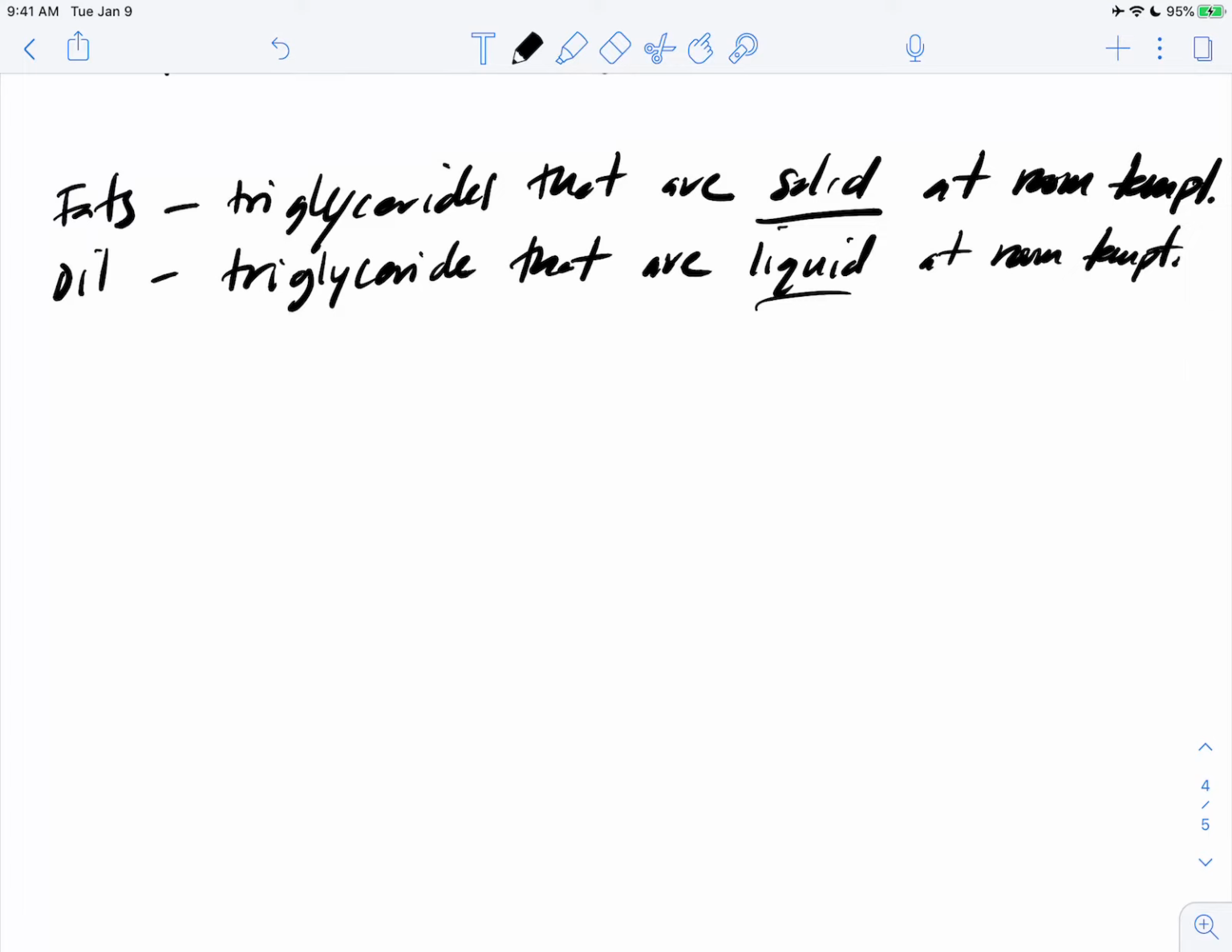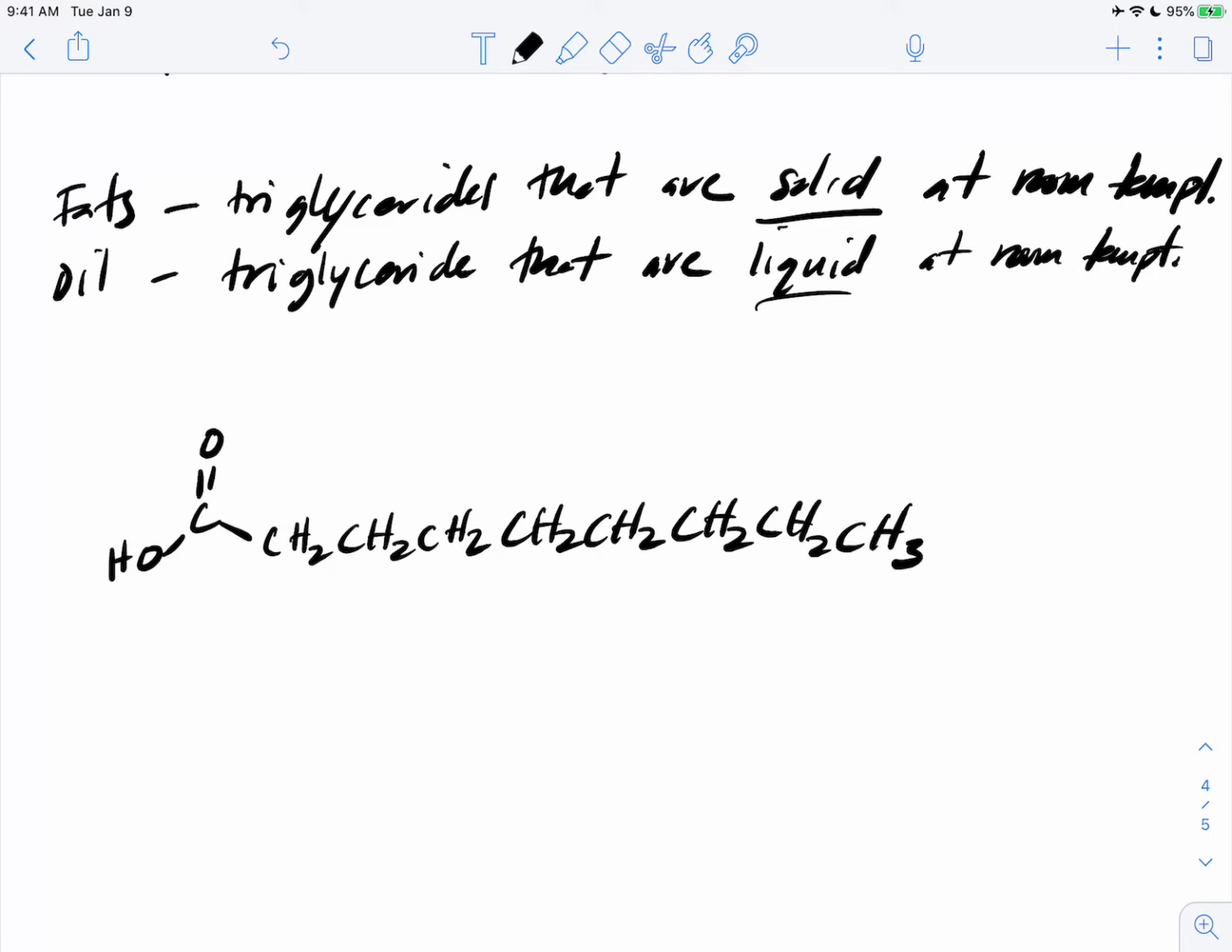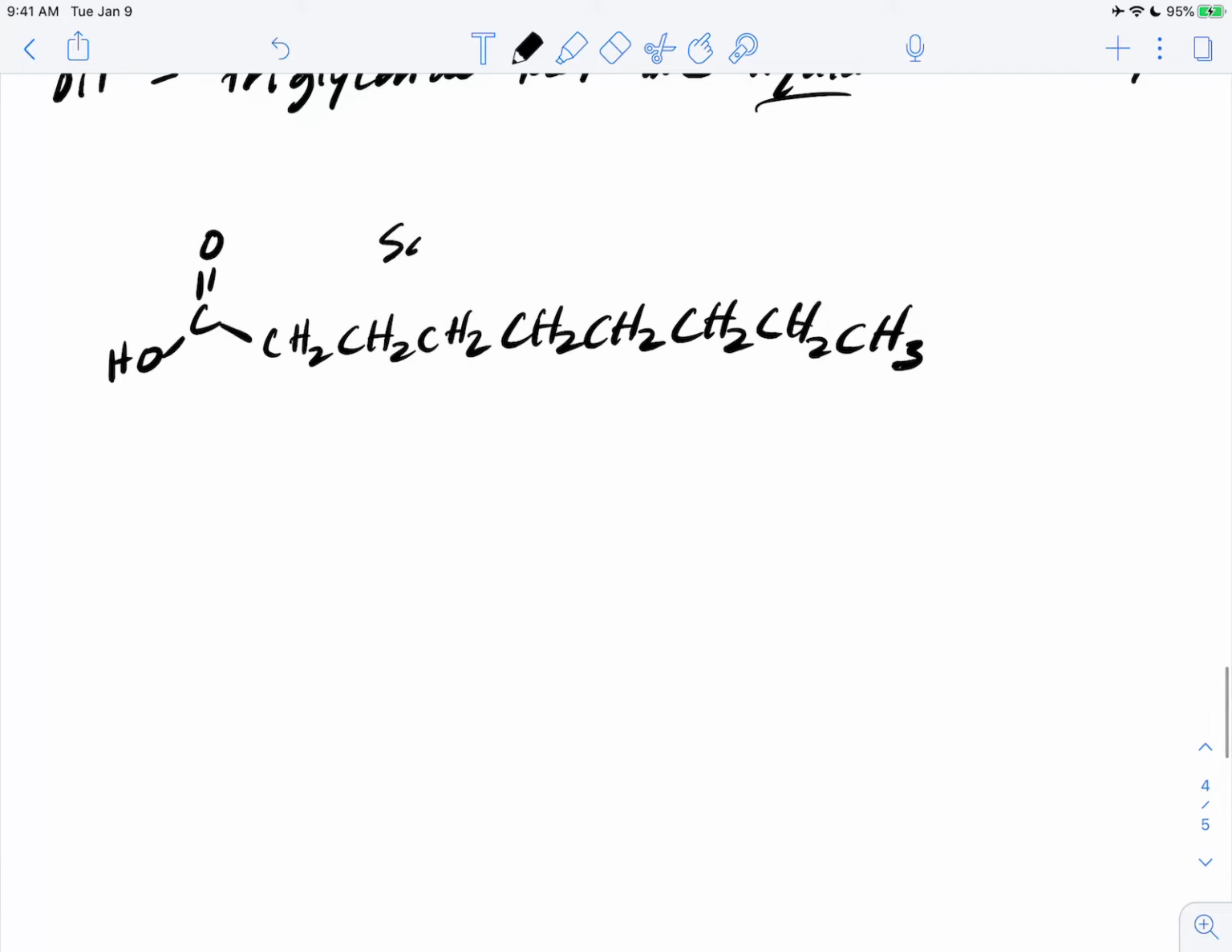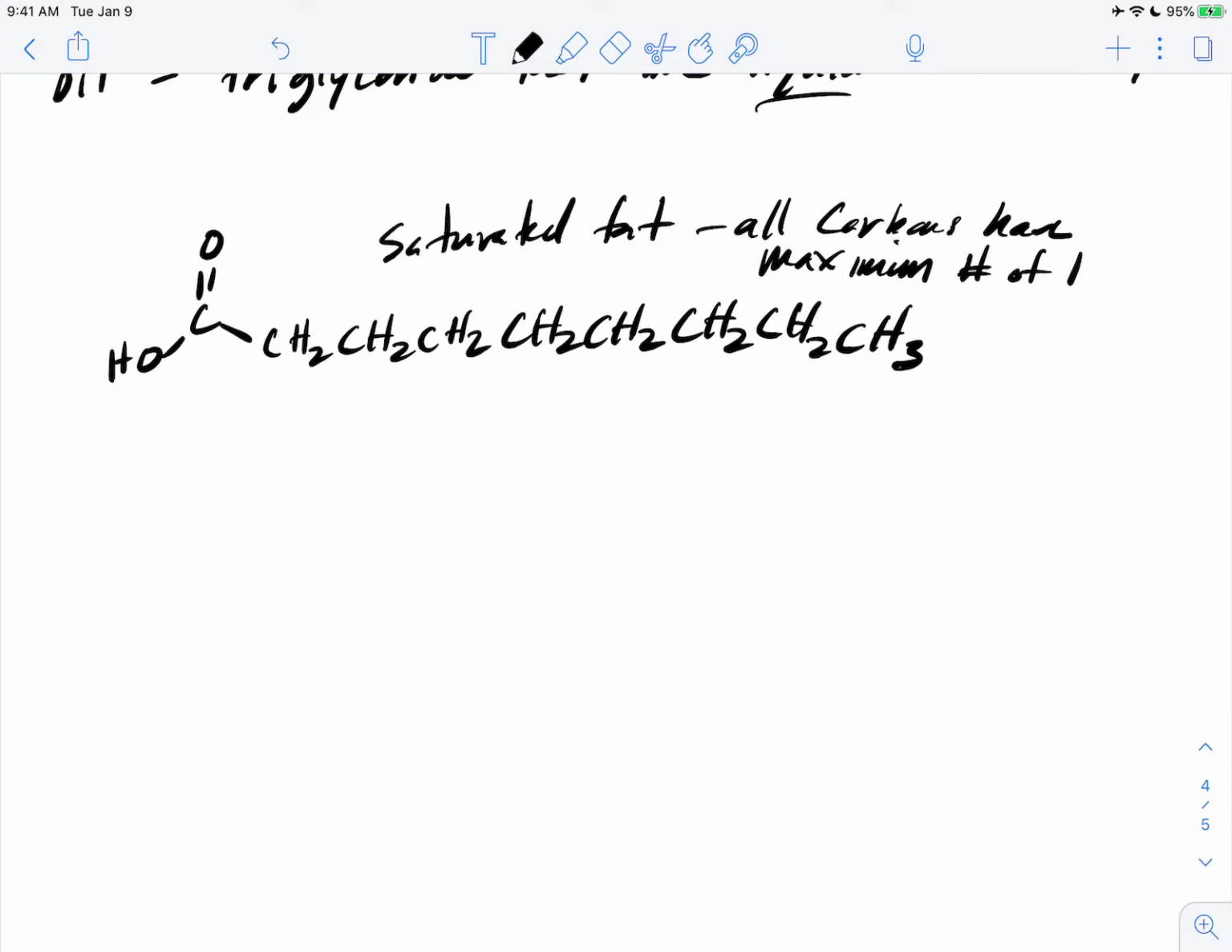And so the difference is a saturated fat. So remember, all the fats have two main components. They have a polar head group that looks like this, carbon with an OH and a double bond O, and then they have a big chain of CH2s that can go on for 16 or 18 or 20, and eventually they end with a CH3. Now this is what we call a saturated fat. And what that means is that all carbons have a maximum number of hydrogens attached.